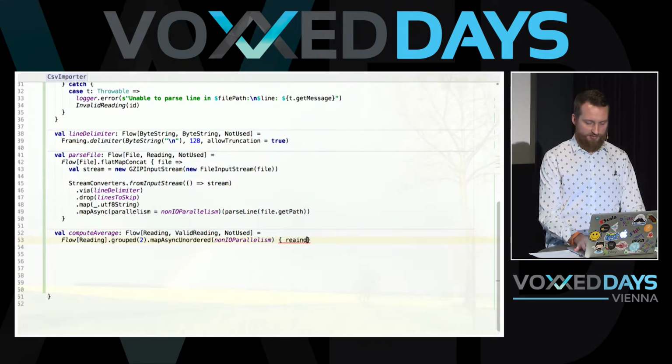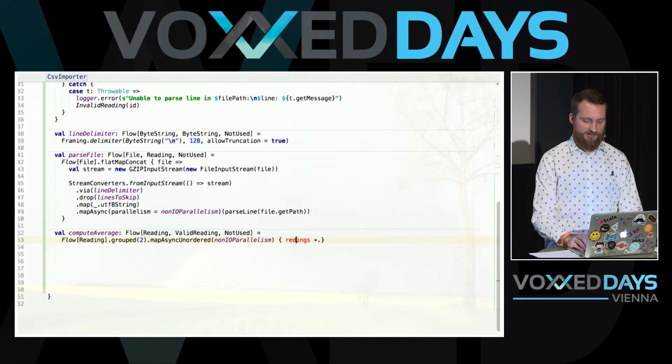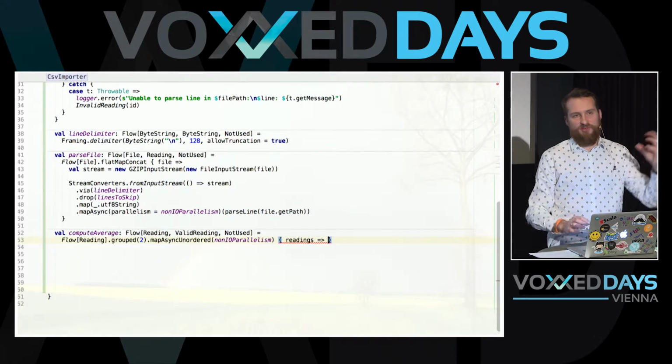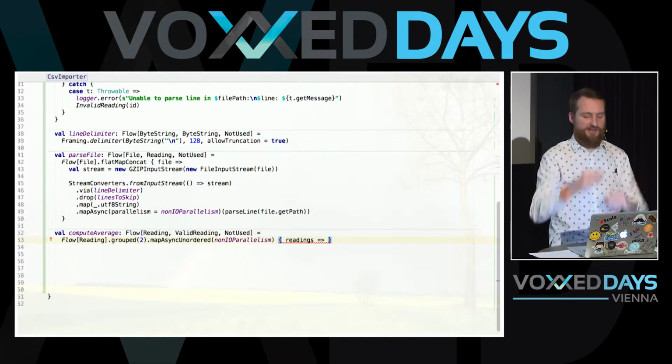And what we get here is readings, a sequence or a list of 2 readings every time, because there are pairs of lines sharing the same ID.